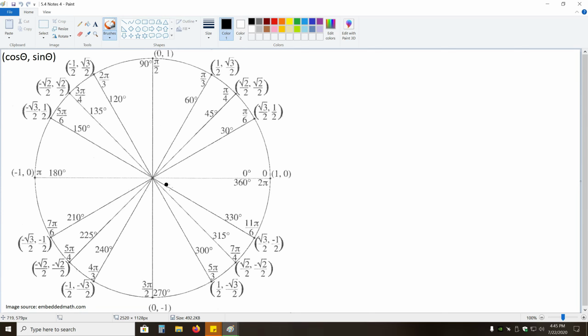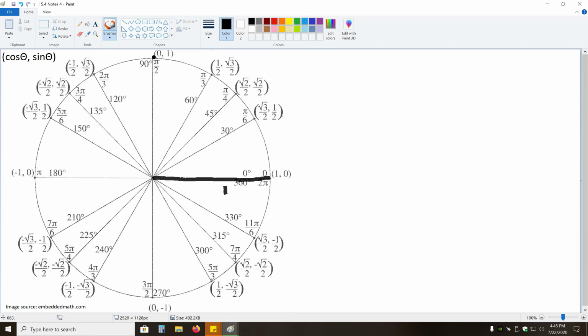Okay, from here, we have our quadrantal angles. When we deal with 0 or 2 pi, we have the point 1, comma 0. That just means that when your angle is 0, or if you've made a complete rotation around from 0 degrees, your cosine value is 1 because you've traveled a distance of 1 on the x-axis. And your sine value is 0 because you have not traveled up or down on the y-axis.